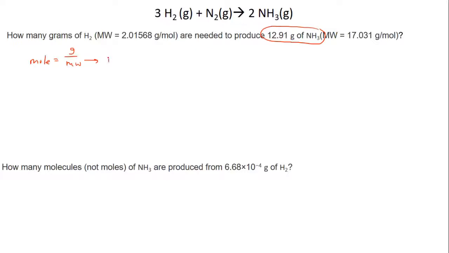So moles of ammonia will equal 12.91 grams, and we know that the molecular weight is 17.031 grams per mole. So we divide that through to see that we have about 0.758 moles of ammonia.